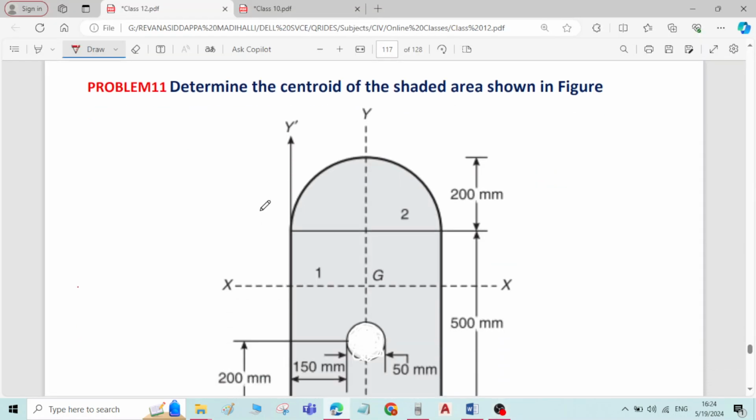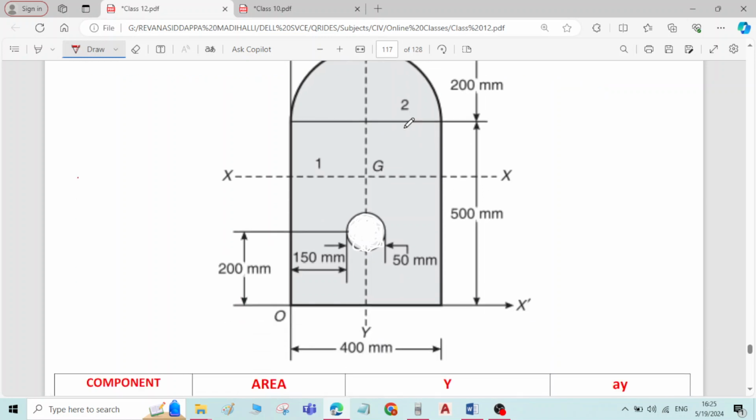Hi, so this is Problem 11 on Centroid of Plane Figures. Here it is asked to find the centroid of the shaded area. So to find the centroid of the shaded area, while finding the total area, we have to find the area of the shaded portion alone.